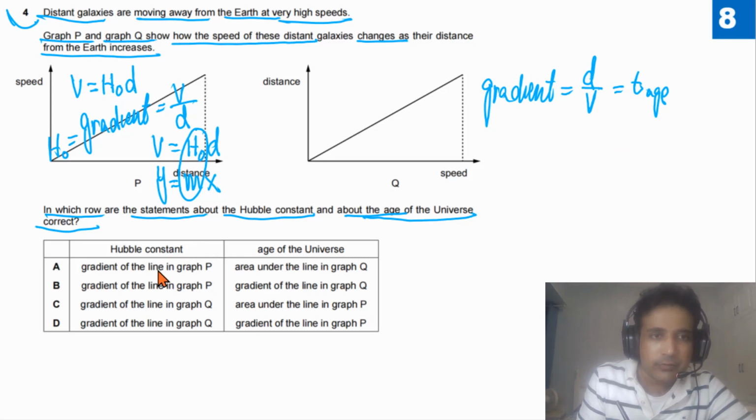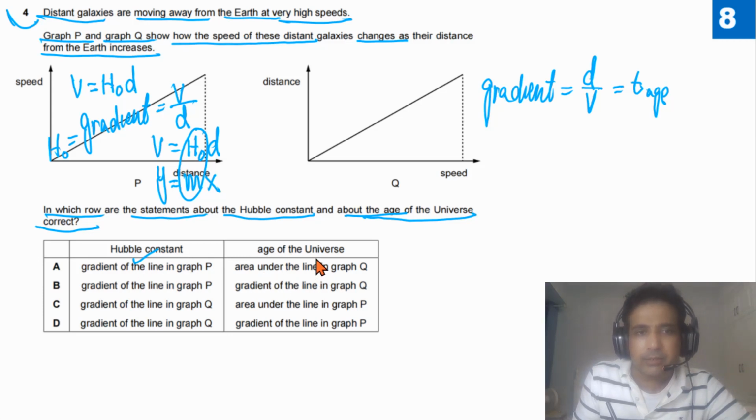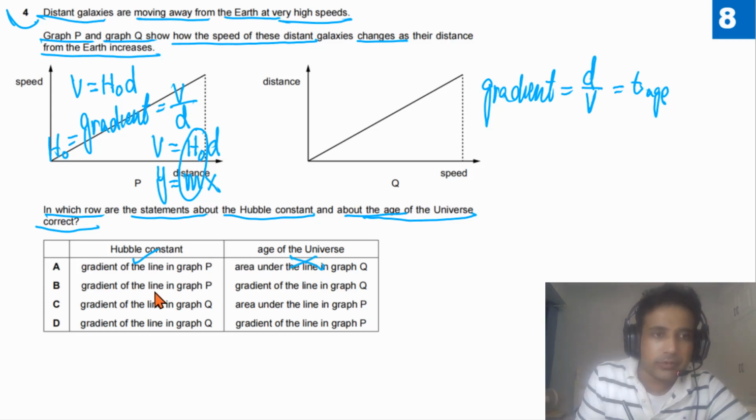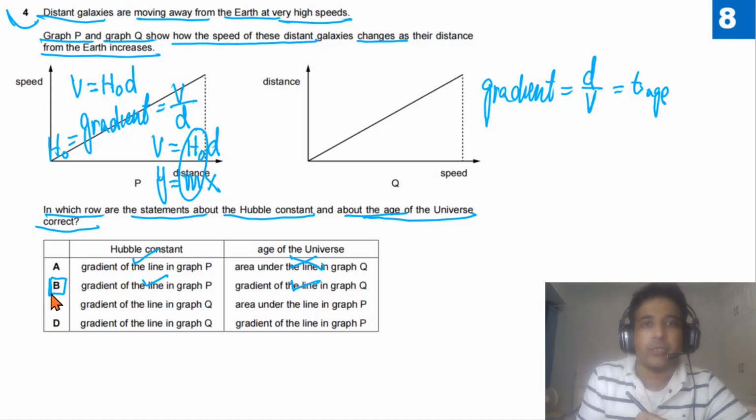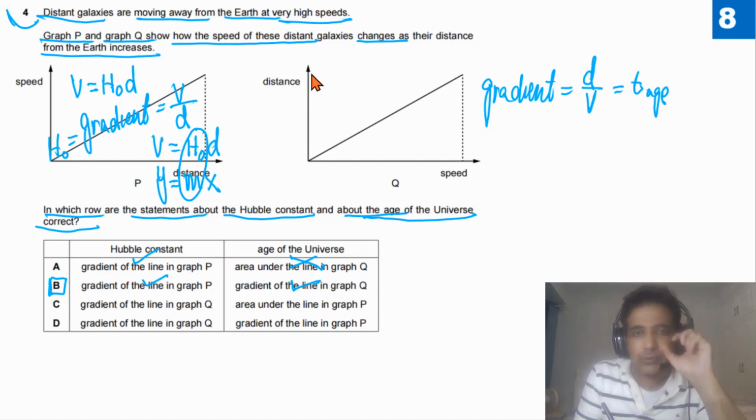If you look at the given options, option A says the gradient of the line is Hubble's constant in graph P. So this one is right. Area under, no, this is wrong. Gradient of line, yes. Gradient of line in graph Q, yes. So the answer for this question is B. So this is how you can figure out. Simply look at the graph and figure out which gradient is equal to time, and which gradient is equal to Hubble's constant.